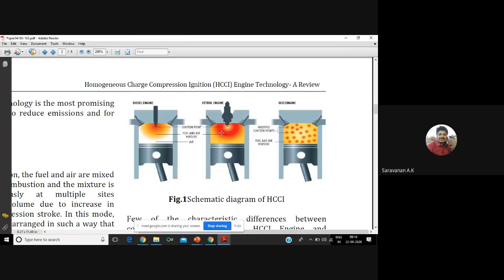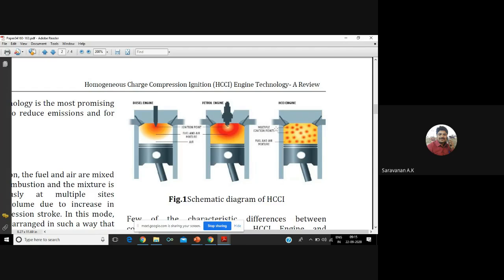But in HCCI engines, here the same air and fuel mixture will be in the combustion chamber. In that air and fuel mixture, it will be separated into many parts. So it will be converted into multiple ignition points.